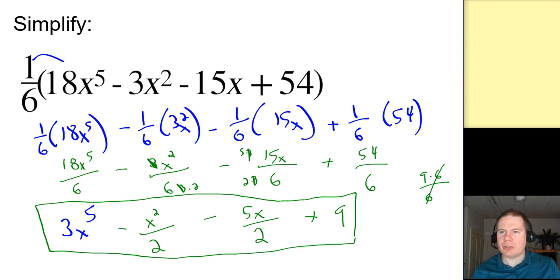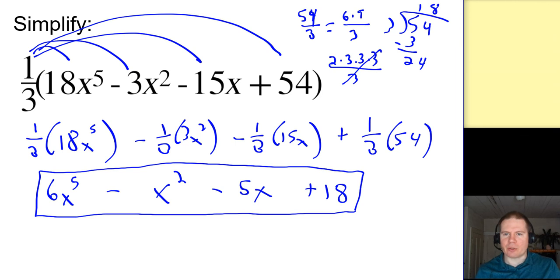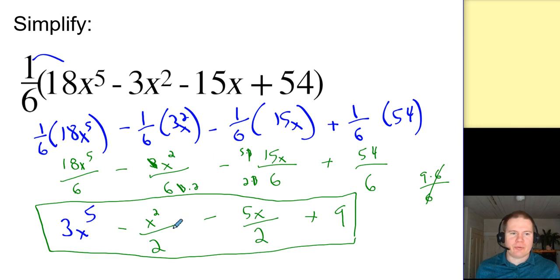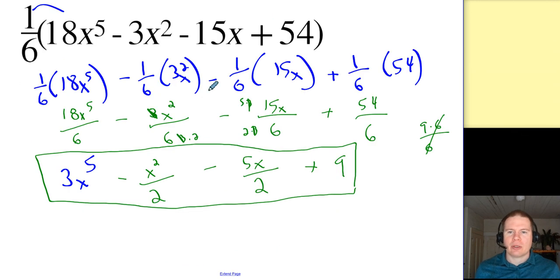However, we really like our standard form where we have a coefficient times x raised to some power. And this expression doesn't quite fit that format, where it's not something times x squared. Now I have x squared being divided by something. So we can actually rewrite this as 3x to the 5th. That's just fine.